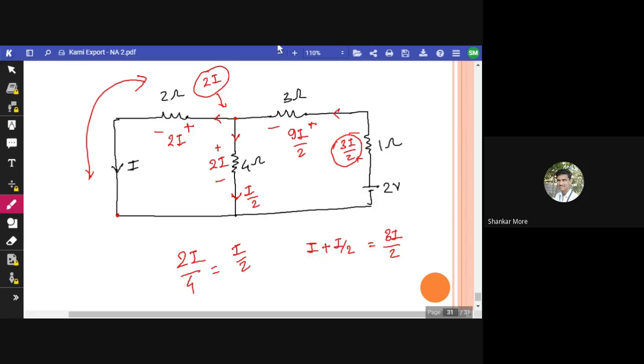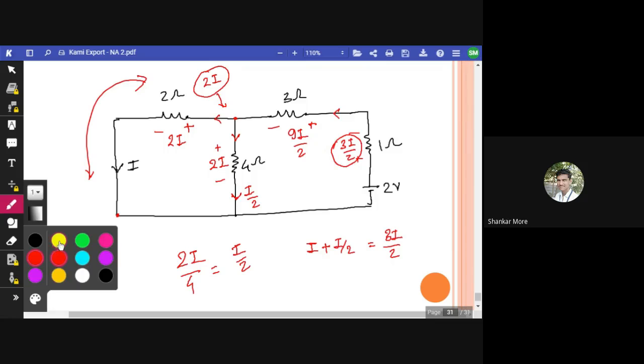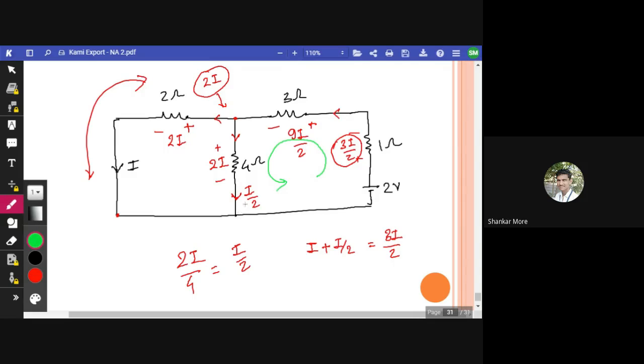Right, 3i by 2. Now apply KVL here. It should be same. Okay, Raman is saying same is coming, it should be same only. Sorry, I meant to change the marker here. So apply now KVL here. If you apply KVL here, what will be the KVL? Wait, I will write here. So we are starting from here.